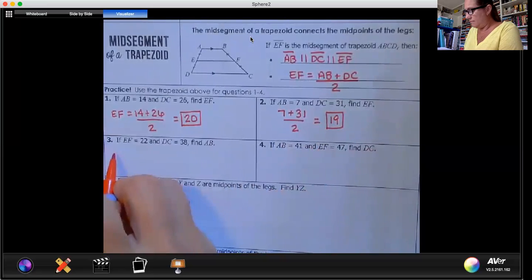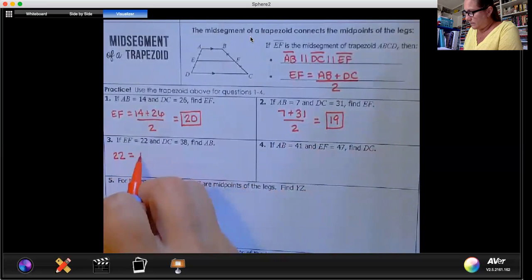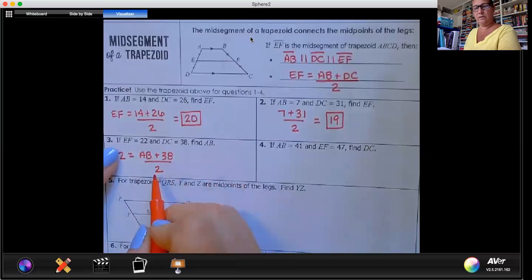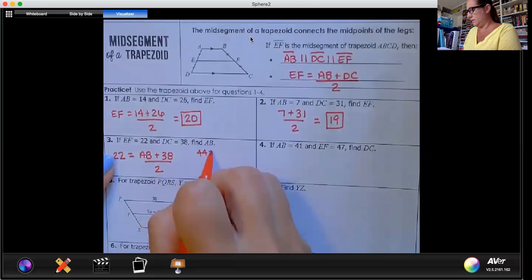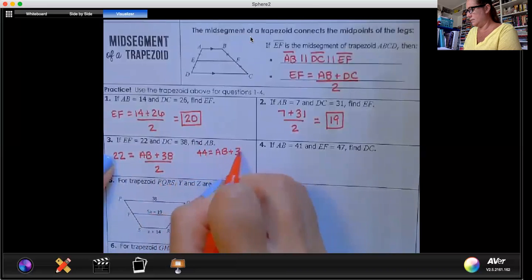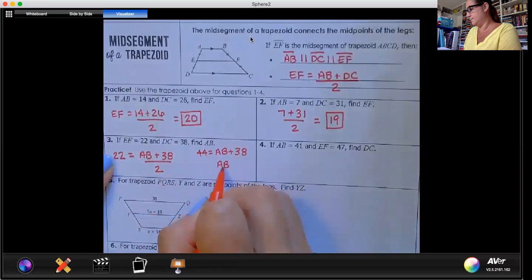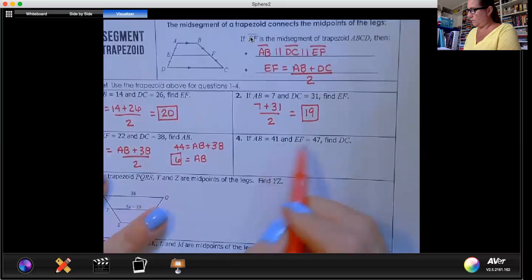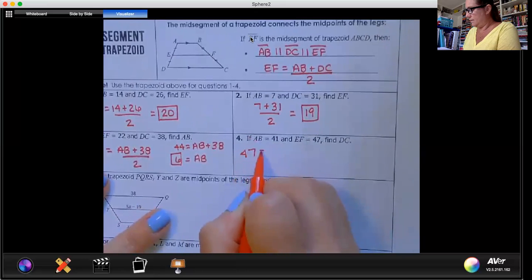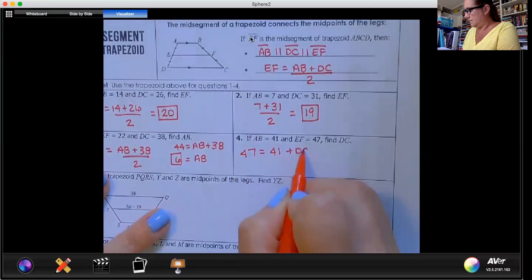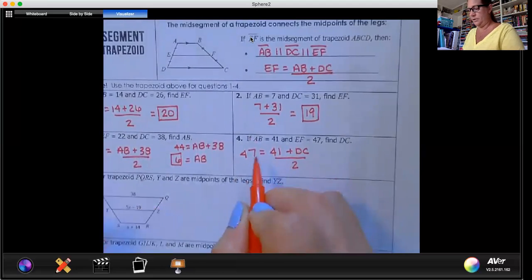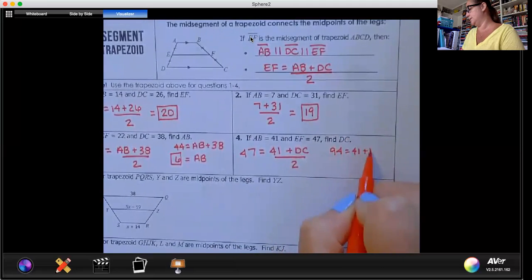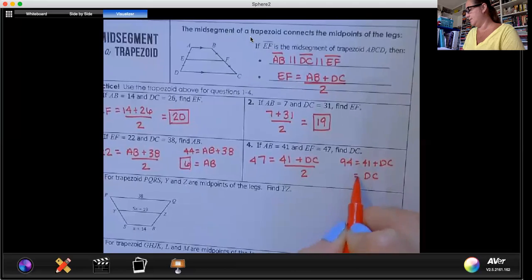If you're given EF, EF equals AB plus DC divided by 2. 44 equals AB plus 38 divided by 2, so AB is 6. If AB is 41, EF is 47. So 47 equals 41 plus DC divided by 2. 2 times 47 is 94 equals 41 plus DC. So DC is 53.